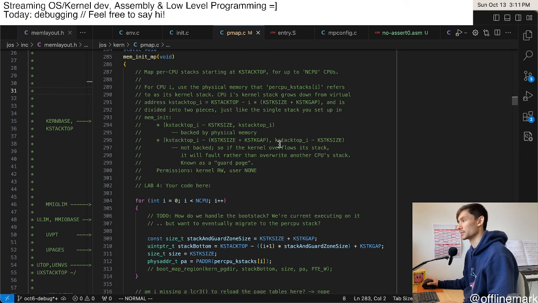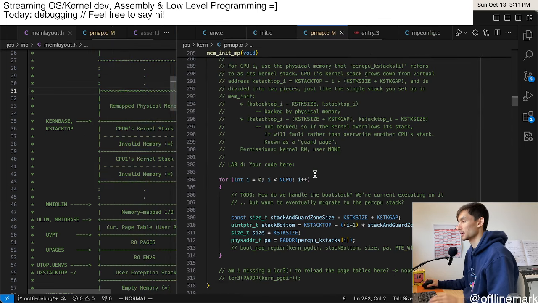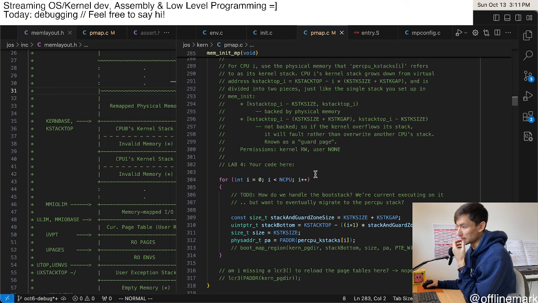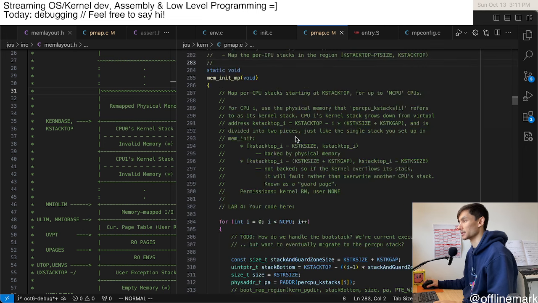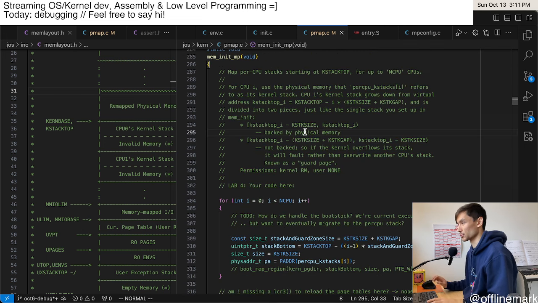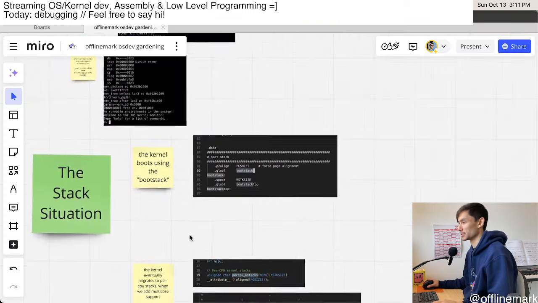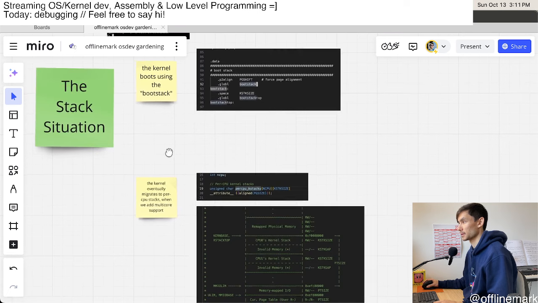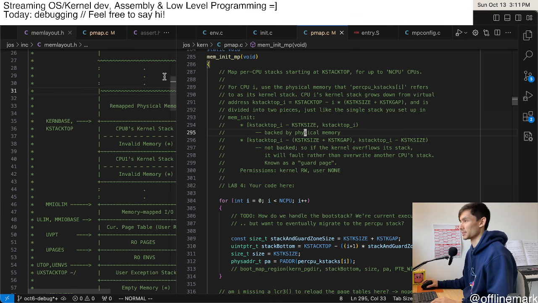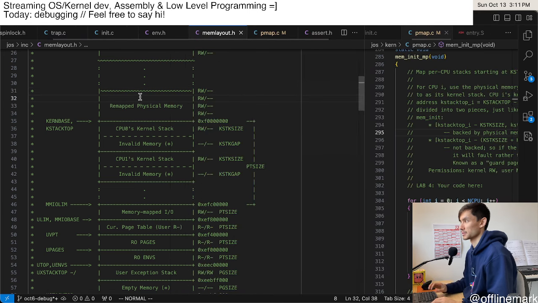So how do we debug this? I guess first, I want to have a stronger understanding of the stack situation, because I have this understanding that we have the boot stack and we have these per CPU kernel stacks, but I'm not sure if I'm forgetting something. So I just want to walk through the boot process one more time and clarify things.